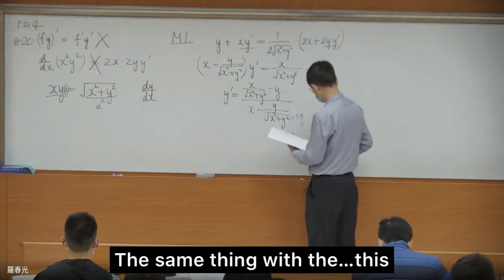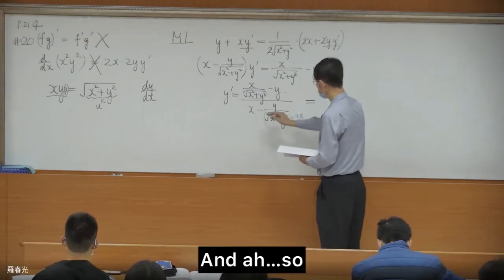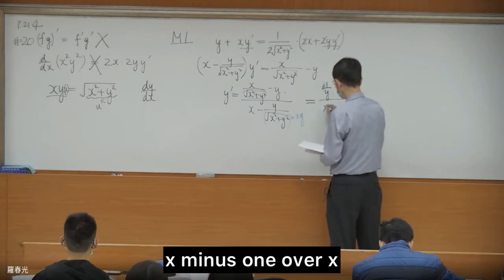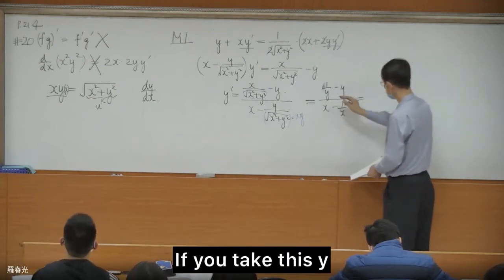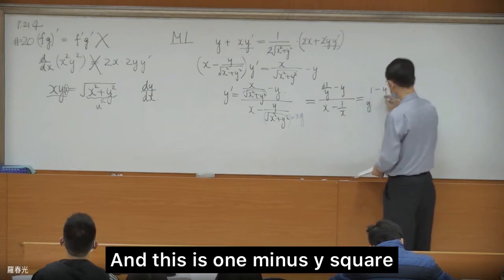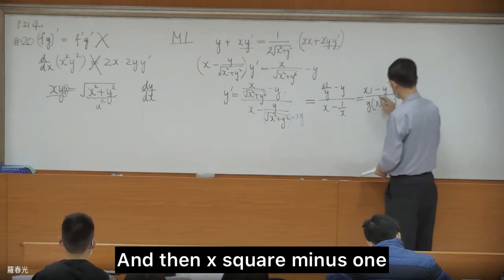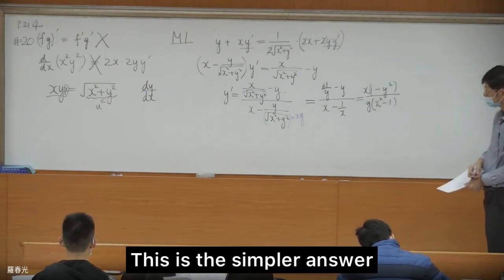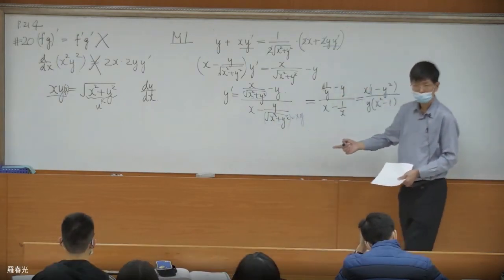And the same thing with this numerator, this square root in the numerator. And so it will be 1 over y minus y over x minus 1 over x. And so if you take this y, and then this is 1 minus y squared. And this, you take the x, which becomes the numerator, and then x squared minus 1. Now this is a simple answer. Okay? This is a simpler answer. Of course, it's better, but the other is also acceptable. Right? Now, this is method 1.